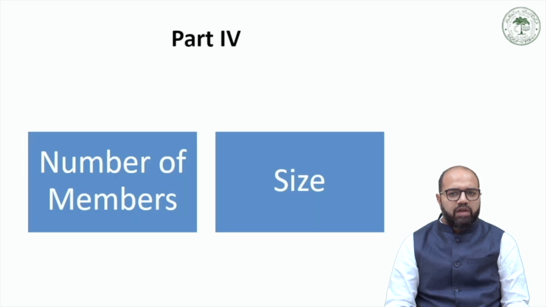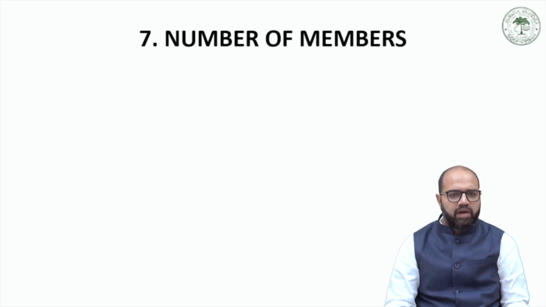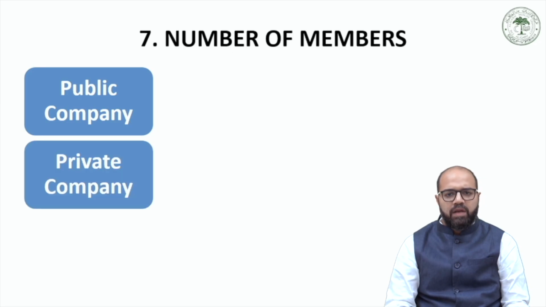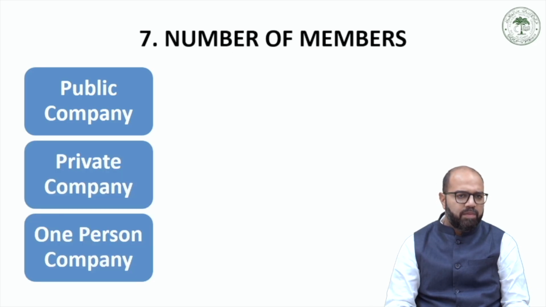So firstly, on the basis of number of members, this is the 7th classification we have. Under this classification head, we have 3 companies, namely a public company, private company, and one-person company. To begin with, a public company.